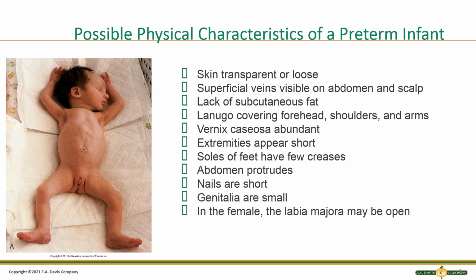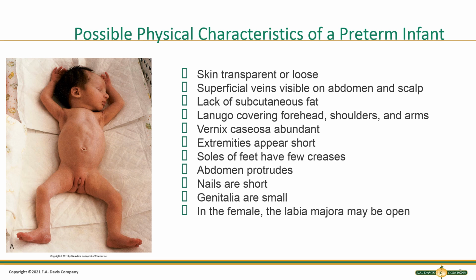A preterm infant may have skin that is transparent or loose. You can see the veins, they're superficial on the abdomen and scalp. They don't have that subcutaneous fat, and remember, they probably are absent of brown fat. They still will have lanugo, which is the fine hair. The vernix covers the baby. We talked about that. The extremities may appear short. The soles of the feet have few creases. We didn't talk about it in the earlier chapters, but the more creases the baby has on their feet, it is a sign of maturity. So preterm infants will have fewer creases on their feet.